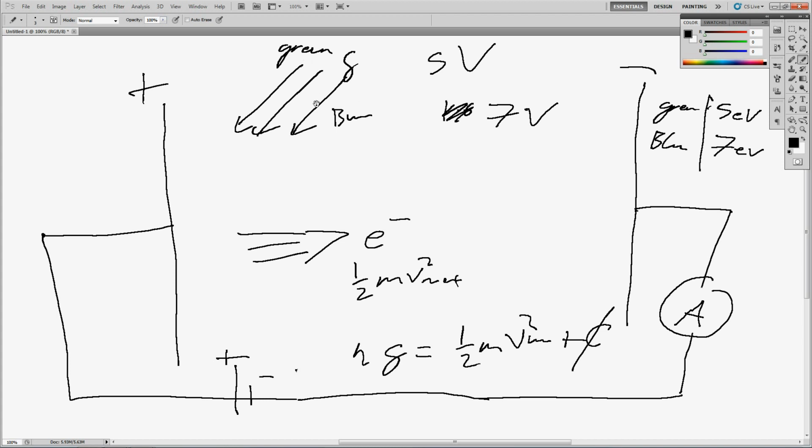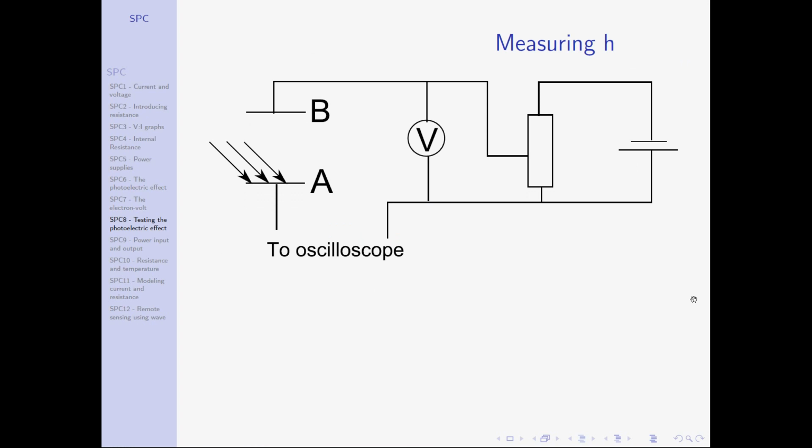We can change the incident frequency of the light. We can change the voltage across here, and that corresponds to the half mv squared max when we reach zero current. So that's what we're seeing here. We've got voltage, so we can measure what this voltage is. We can also measure it in the oscilloscope if you really want. Oh, I guess we're using the oscilloscope as the ammeter, aren't we?